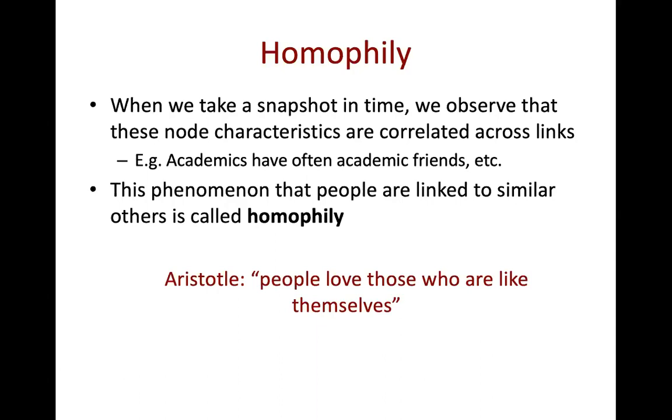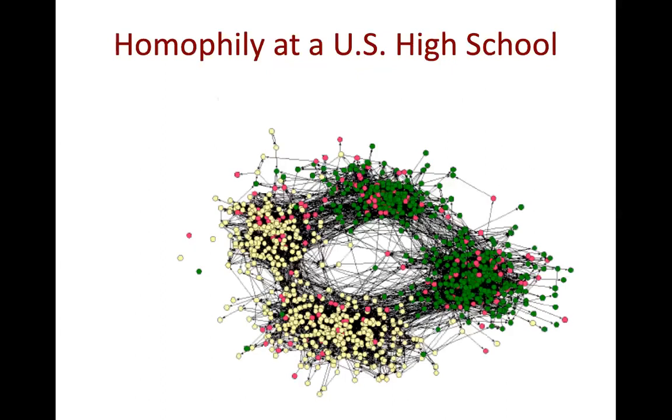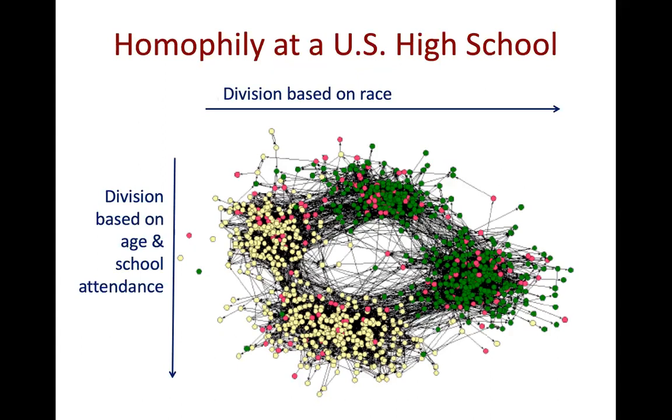Even Aristotle said people love those who are like themselves, so the most comfortable, right? You can see this phenomenon in the US high school, where if you divide people based on race and based on age and school attendance, you can see that, for example, people of the same race are tied together if you look from left to right. Also the different ages and school attendance, which is basically how good they are in study, split people into quite obvious segments.